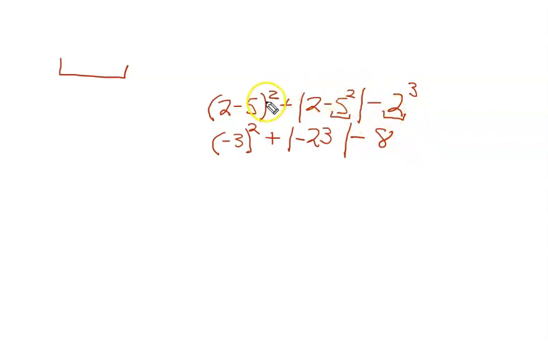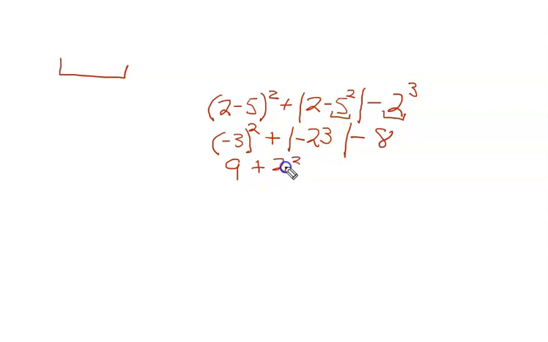So this is a kind of example where it's kind of easy to make an error. You need to be careful of the signs. So here it is a negative 3. That is our base to the second power. So negative 3 times negative 3 gives us a positive 9. Now the absolute value of anything is its positive value. So this is going to become a positive 23.